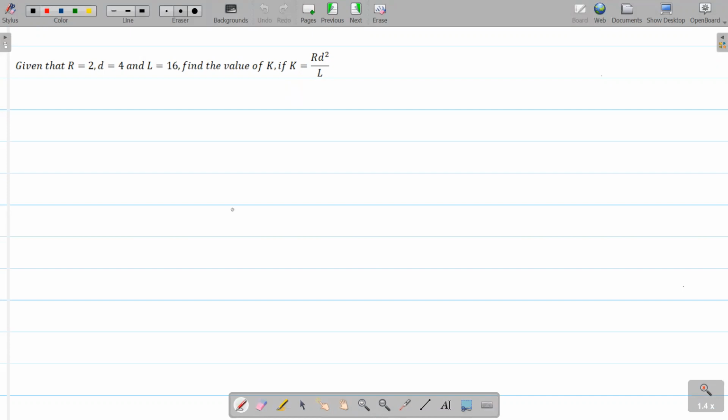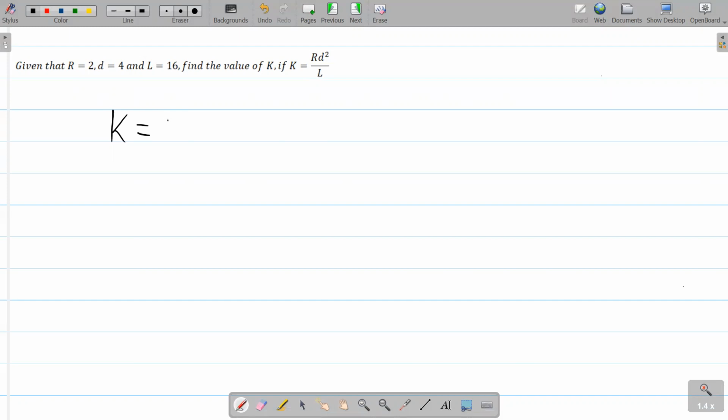Okay, so I'll start with this. We are looking for K. We are finding the value for K. And they are saying K is equal to R. So what's the value of our R? What's the value for R? It's going to be R times D. So what is the value for R in this case? Oh, it's 2.